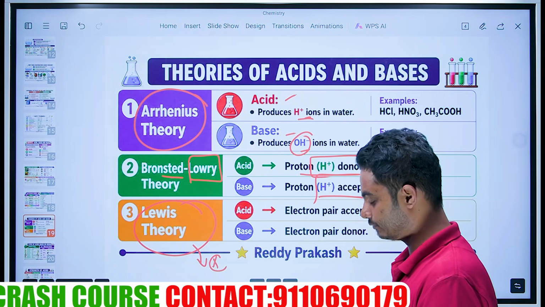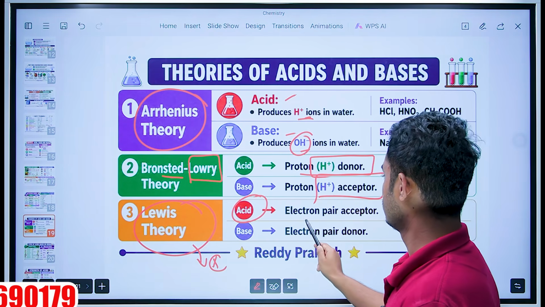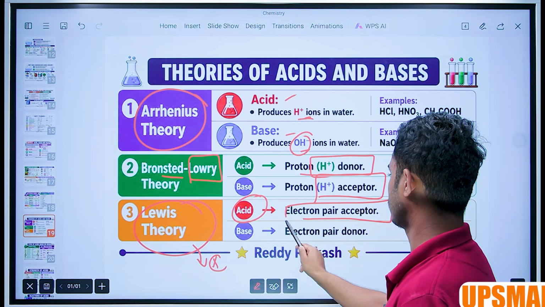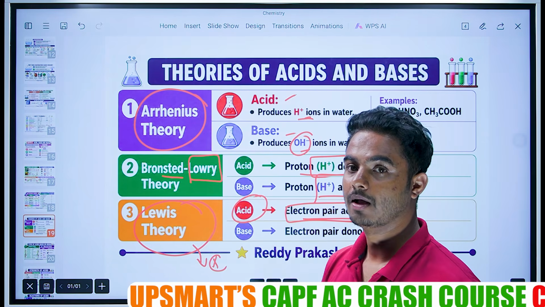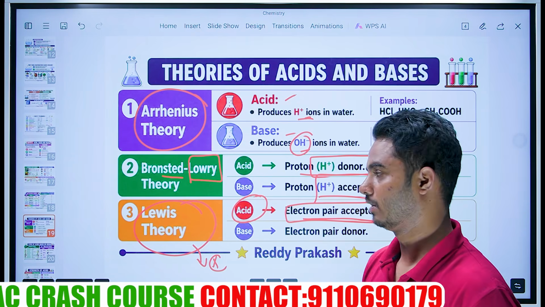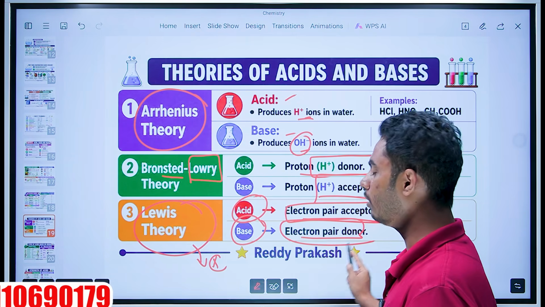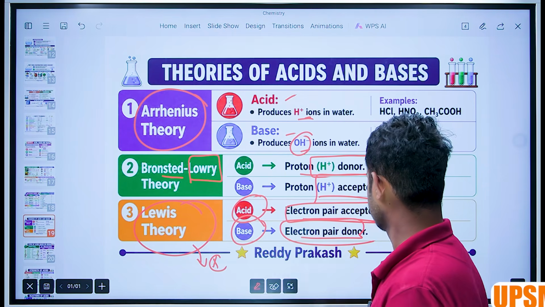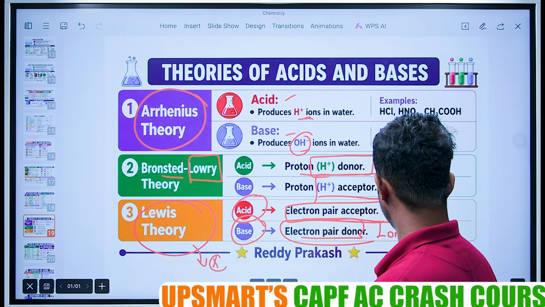Now the Lewis theory, which we didn't discuss. An acid will have a deficiency of electron pair. An acid will be having lesser electrons. A base will be having extra electrons, a pair of extra electrons. It can be called lone electrons.